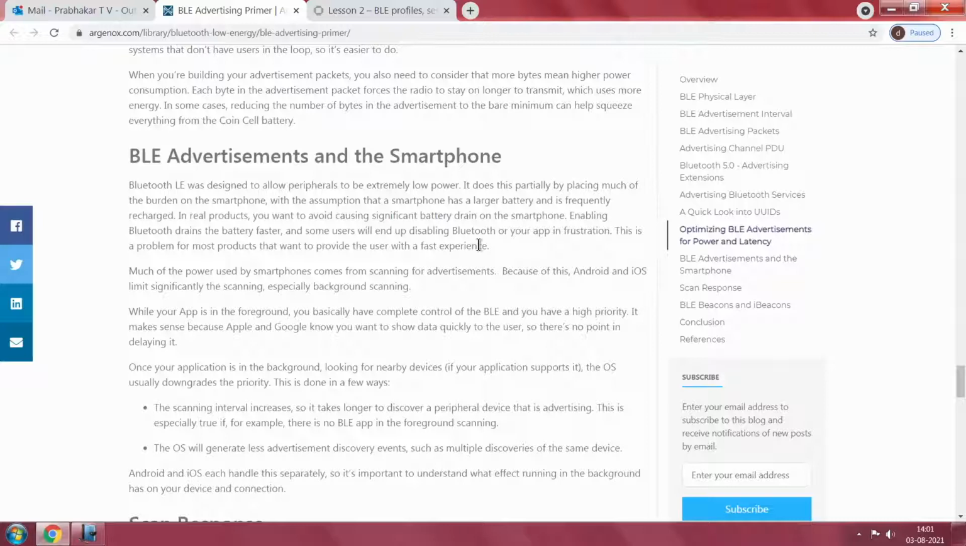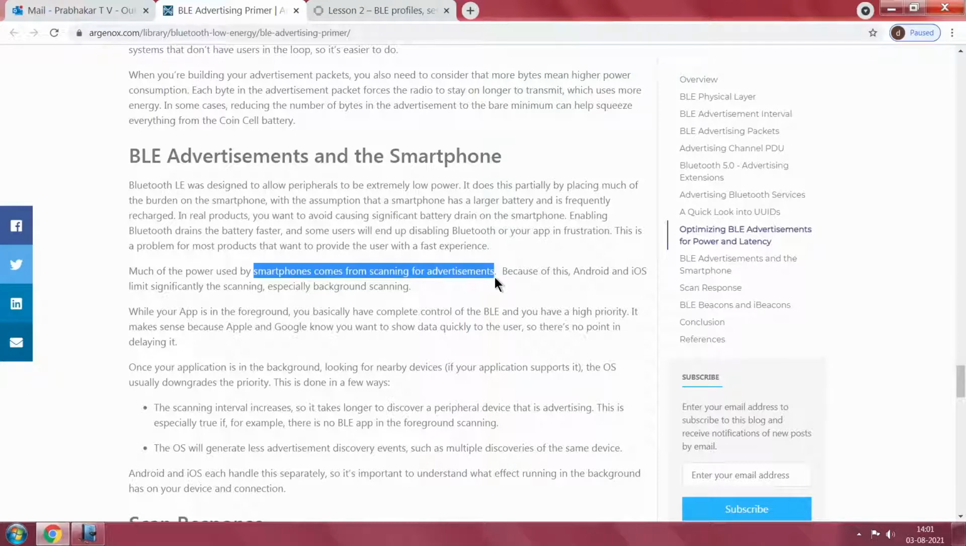So another important aspect is about BLE advertisements. This paragraph is about BLE advertisements on the smartphone. As I mentioned to you, much of the power used by the smartphones is coming from scanning for advertisements.